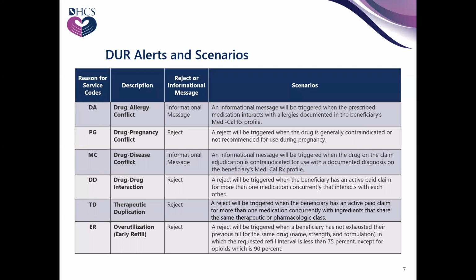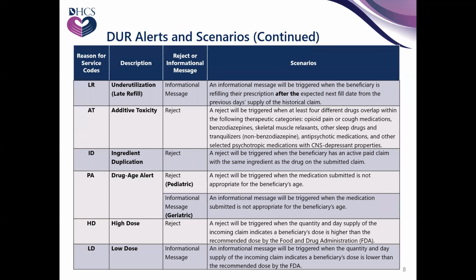The scenarios column on the table provides information as to what triggers a DUR rejection and the reason for service code. The reject or informational message column displays if it's a hard reject or if it's an informational message only. Multiple alerts on prescriptions are visible to the pharmacist and are prioritized by therapeutic problem type according to the hierarchy, as listed in the following table. This slide provides the remaining DUR alerts and scenarios.